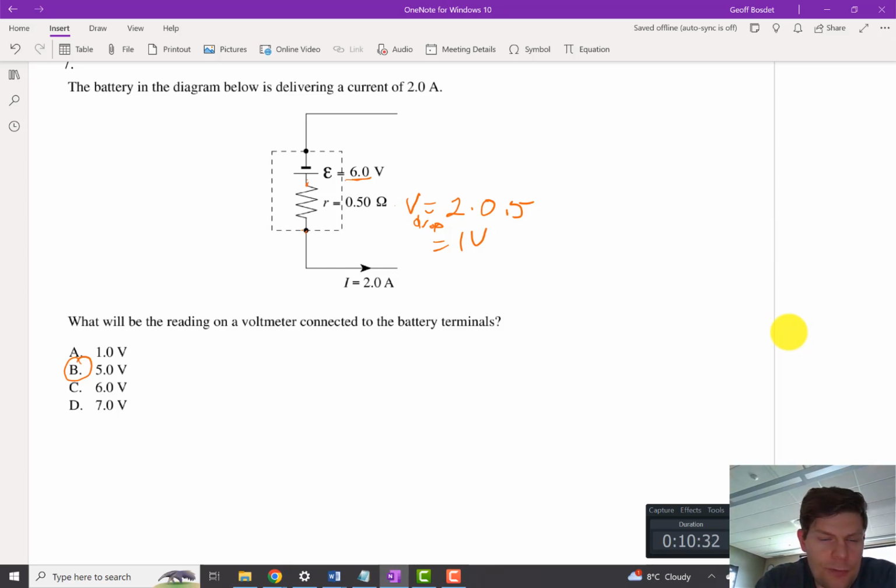So if you want to use the formula, it's V terminal equals the theoretical max minus I times R. So in this case, it was 6 minus 2 times 0.5. You just want to formula it.